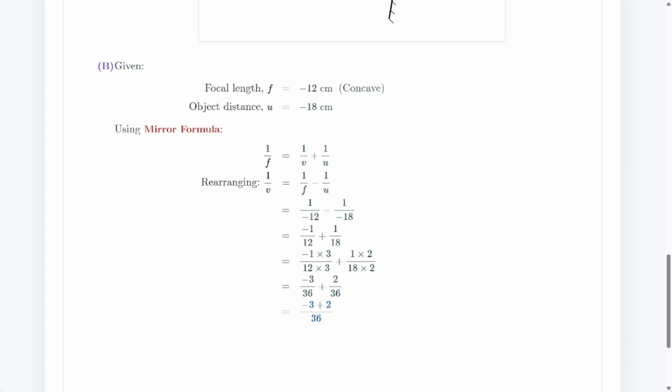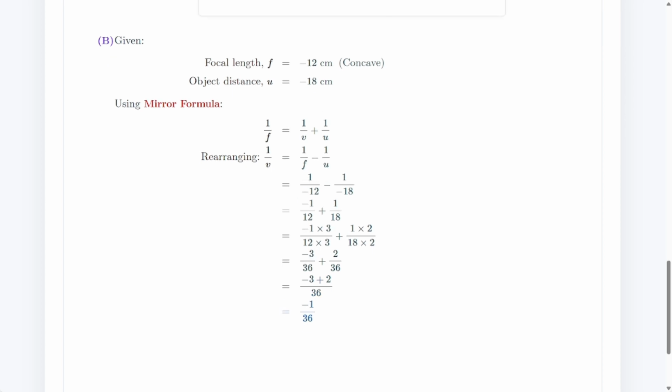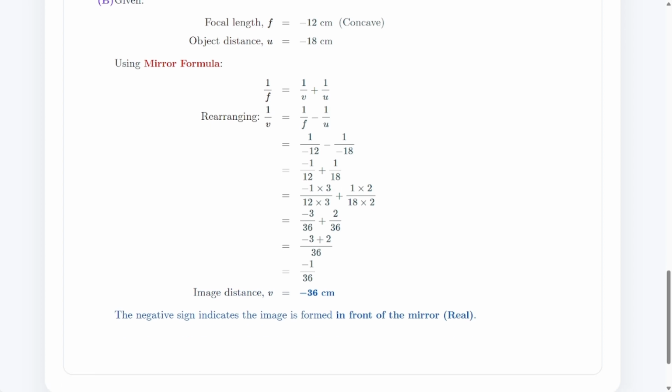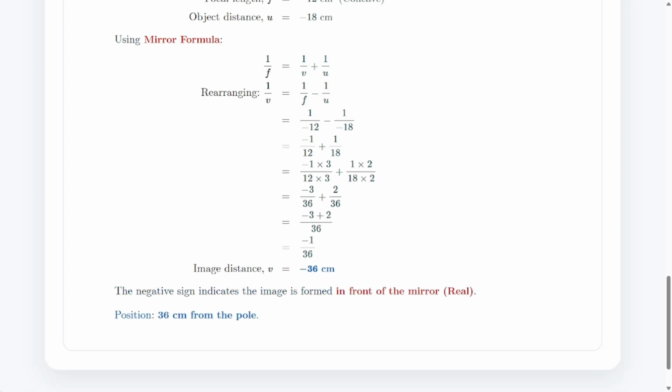Combining the numerators, minus 3 plus 2, all divided by 36. Solving this, we get minus 1 by 36. Taking the reciprocal, v equals minus 36 centimeters. The negative sign means the image is real and formed in front of the mirror. So, the image position is 36 centimeters from the pole.